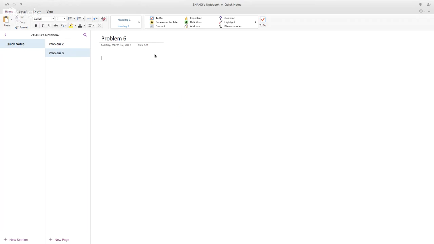So problem 3 gives two constraints on the weights of edges. And the first constraint is suppose the weights are all integers ranging from 1 to V.